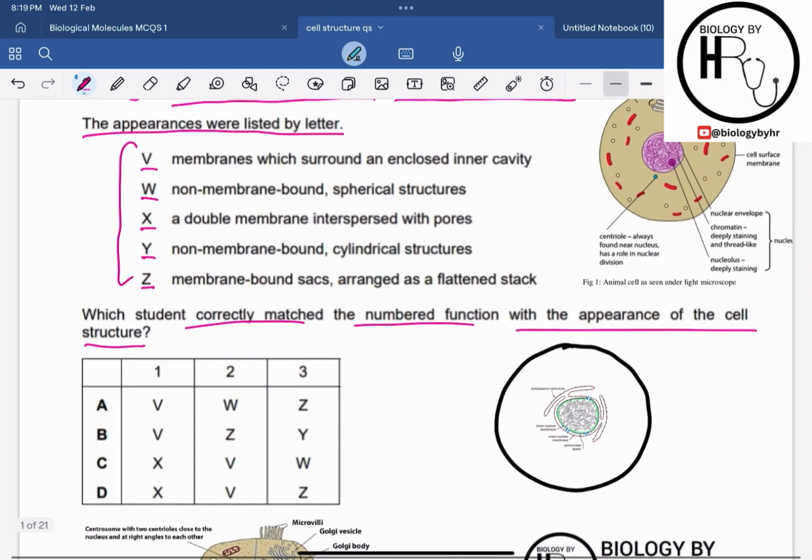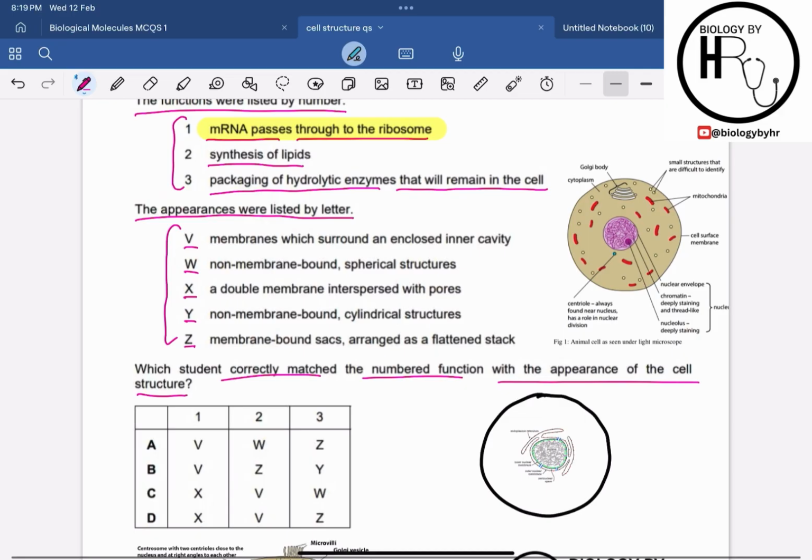So we have to see where the nuclear envelope is. We know that the nuclear envelope is double membrane bound, and it is interspersed with pores. I also showed you the pores there, that the nuclear envelope has pores inside it. So 1 matches with the description of X, right? So we have eliminated option A and option B over here.